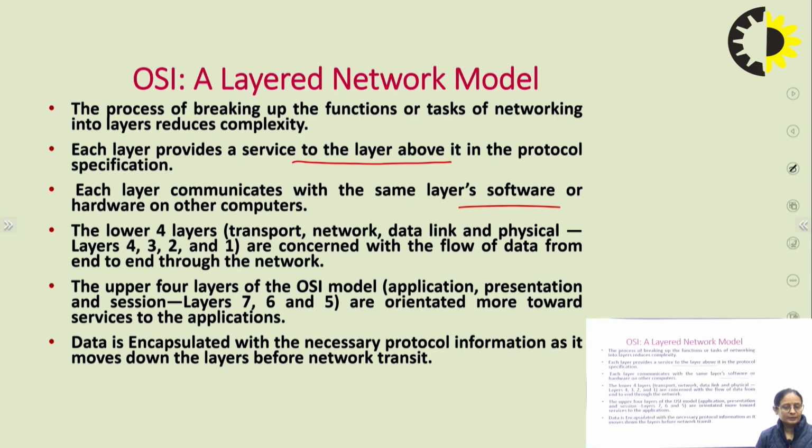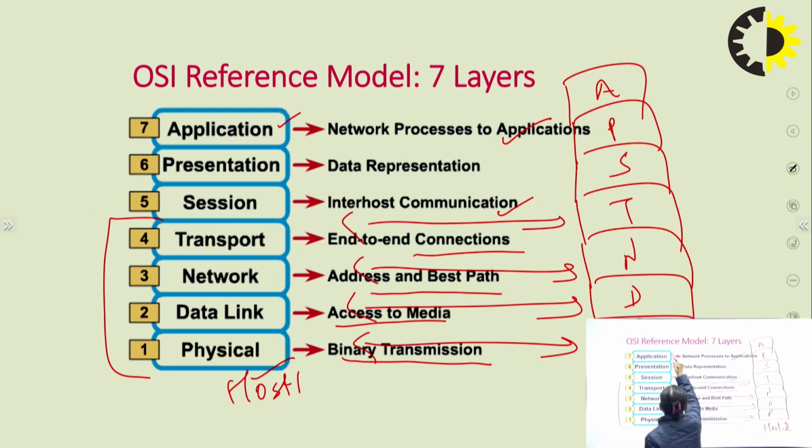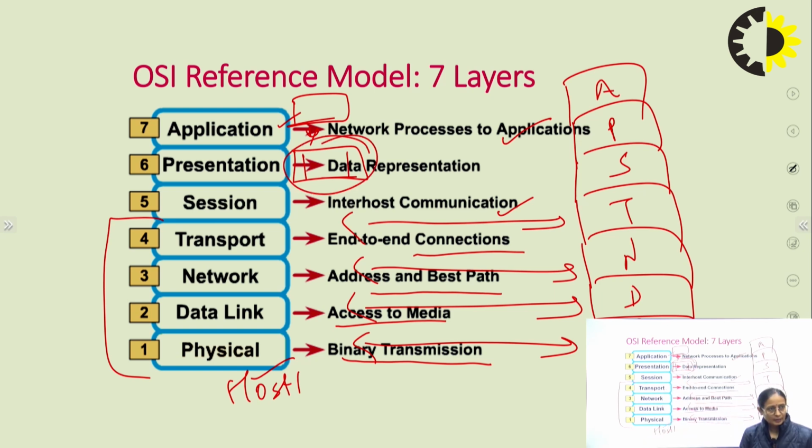Now, the data is encapsulated with the necessary protocol information as it moves down the layers before network transit. That is, the application generates some data, this data moves down to the presentation layer, and the presentation layer encapsulates this data, that is, it adds some information according to the protocols decided at the presentation layer. Then after encapsulating that data into some other format, it sends that formatted data to its lower layer.